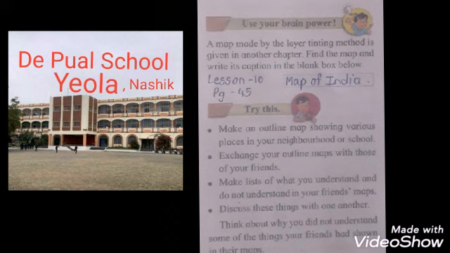Make a list of what you understand and do not understand in your friend's map. If you have observed the map of your friend, then you have to note down what you understood and what you did not understand. Discuss these things with one another. Think about why you did not understand some of the things your friends had shown in their map. This is your activity, students. You have to try this and share your map with me also and with your friend also, and discuss the map and find out what you understand and what you do not understand.